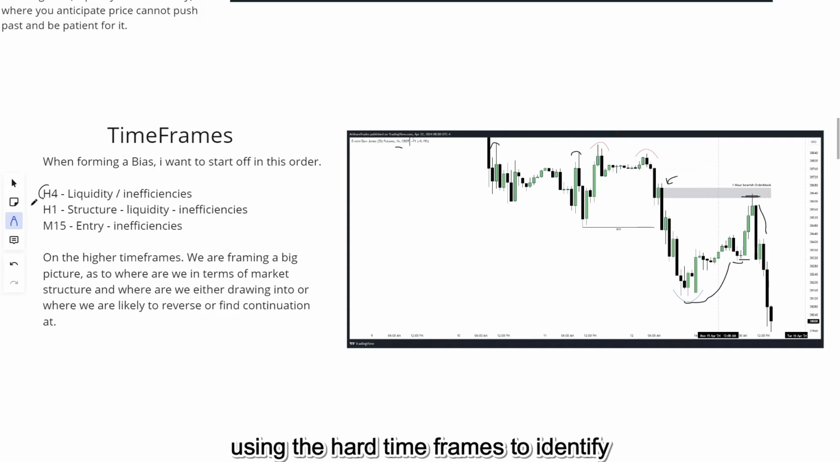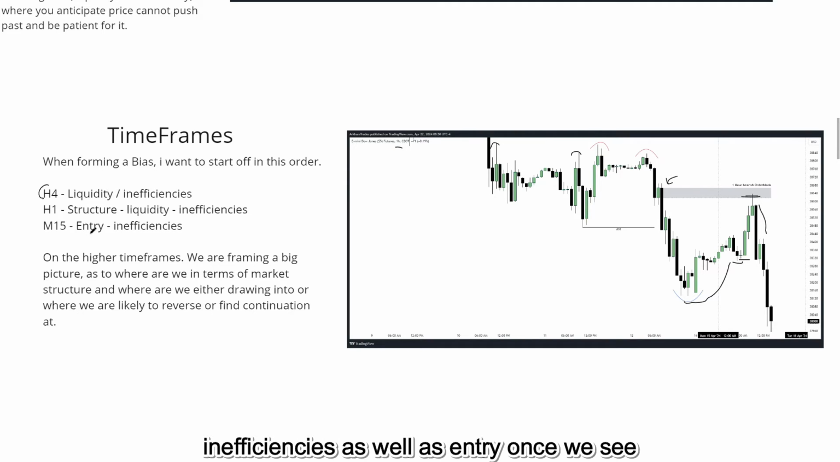So we're using the higher time frames to identify structure inside of the marketplace, as well as higher time frame inefficiencies, and then lower time frames to be even more precise inside of those higher time frame inefficiencies, as well as entry once we see our pattern.